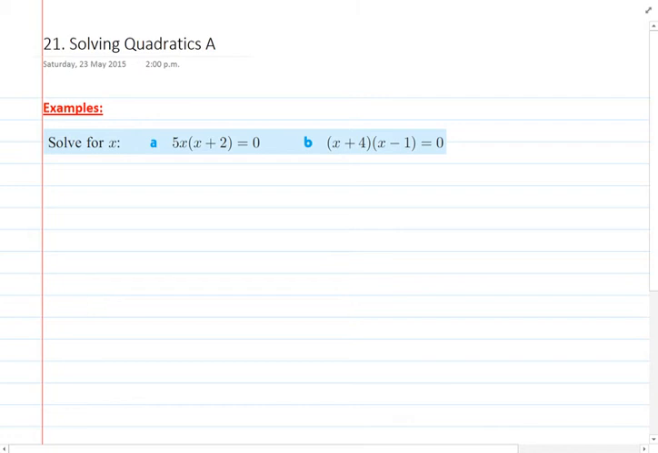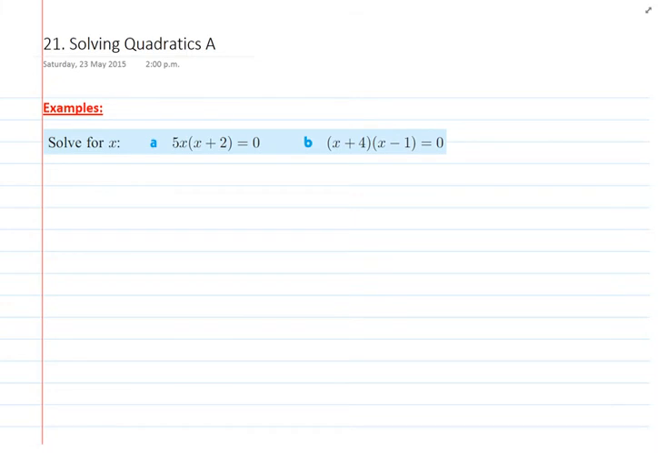So a quadratic is an equation like either of these two, where we've got two factors timesing together. In the first one we've got 5x timesing with x plus 2, and in the next one we've got x plus 4 timesing with x minus 1. And so when you have this situation, this is what we call a quadratic.